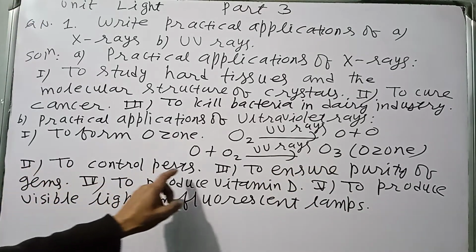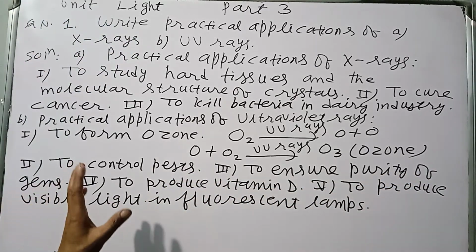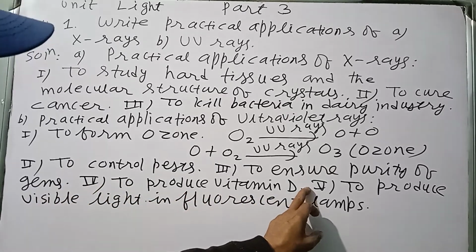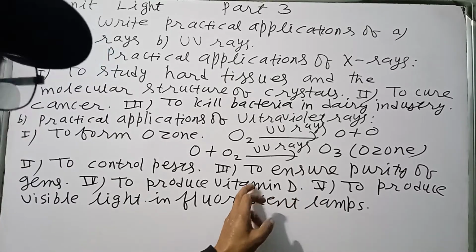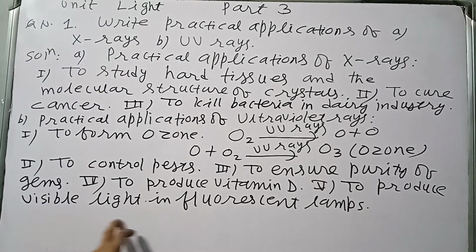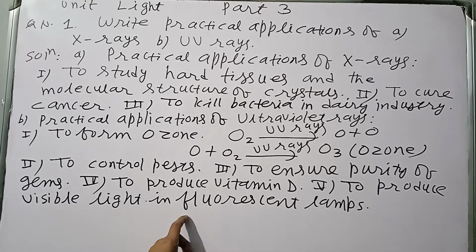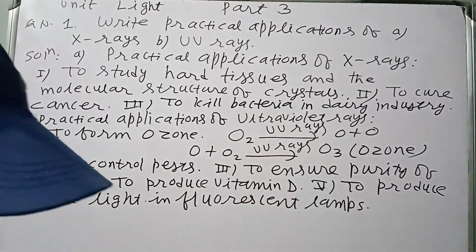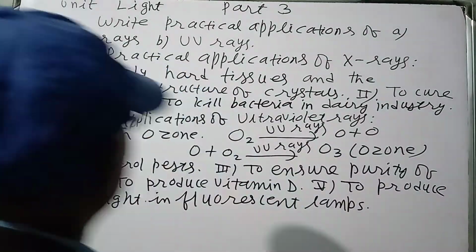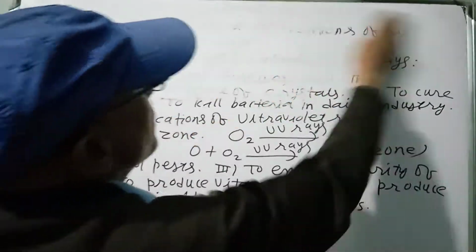Number 2, to control pests or insects, to ensure purity of gems like diamond, etc. Number 4, to produce vitamin D, especially in the morning sunlight. Vitamin D is very important to our health. Number 5, to produce the visible light in fluorescent lamps, also called tube lights. This ultraviolet ray is very important. Now, question number 1 A and B finished.